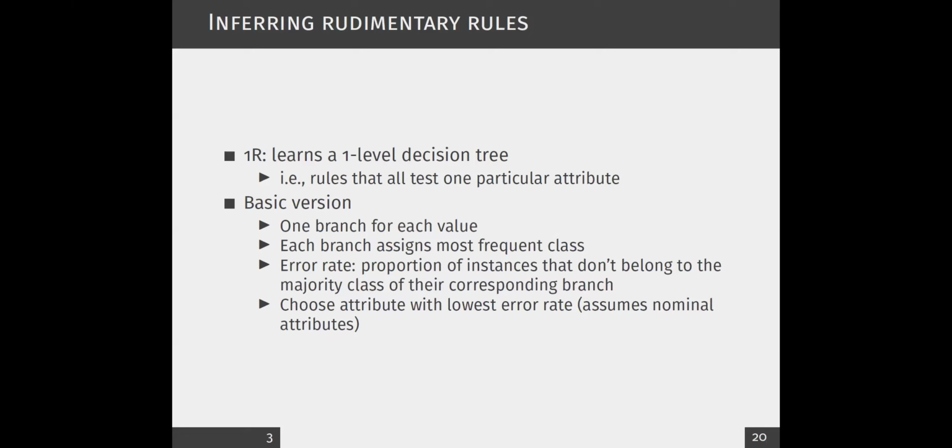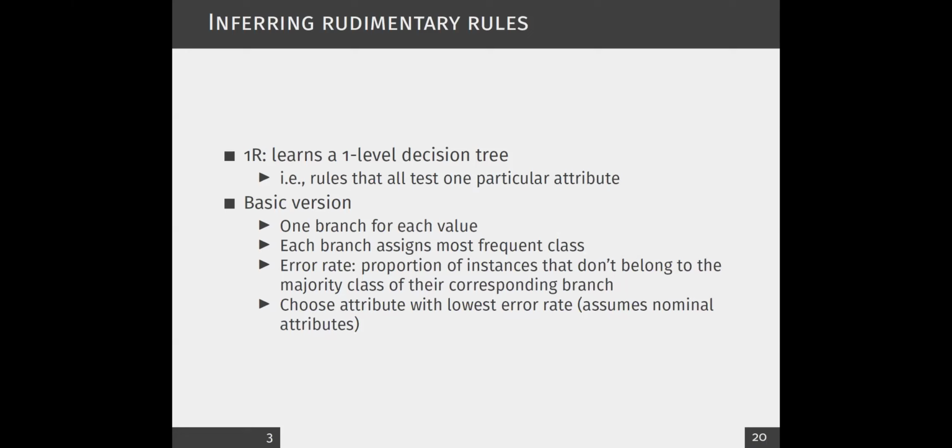Second point, for each branch, we assign the most frequent class. Given that you create a branch, we look at the dataset to see what the final classification will be, and we assign the most frequent class. For example, assume that you have positive and negative classes, and let's say you have 60% positive and 40% negative. So the frequent class is positive there. Likewise, you assign the most frequent class.